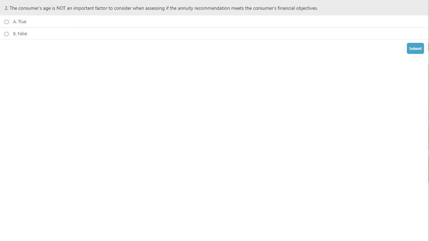The consumer's age is not an important factor to consider when assessing if the annuity recommendation meets the consumer's financial objectives. Once again, polling question 2: the consumer's age is not an important factor to consider when assessing if the annuity recommendation meets the consumer's financial objectives. Again, select the radio button and hit submit. We're looking here to see how the responses are coming in.